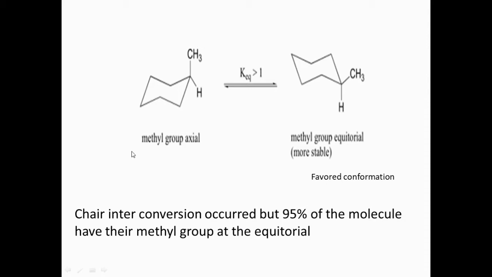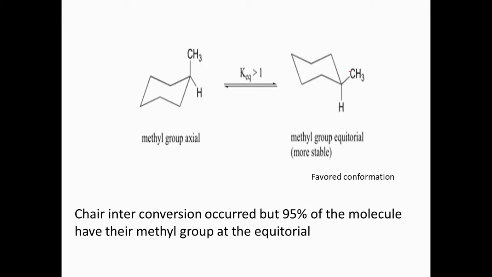This is the methyl substituted cyclohexane. In methyl substituted cyclohexane, this is the axial substituted cyclohexane and this is the equatorial substituted cyclohexane. The two conformers exist in equilibrium. These are the ring flipping conformers of the first one and the second one. These two conformers exist in equilibrium, that means chair interconversion occurs.